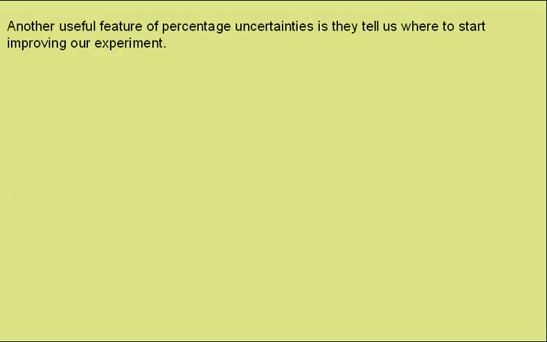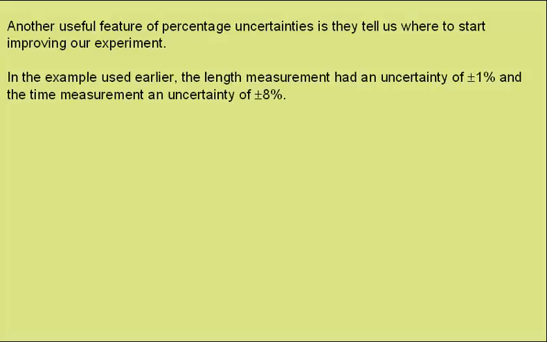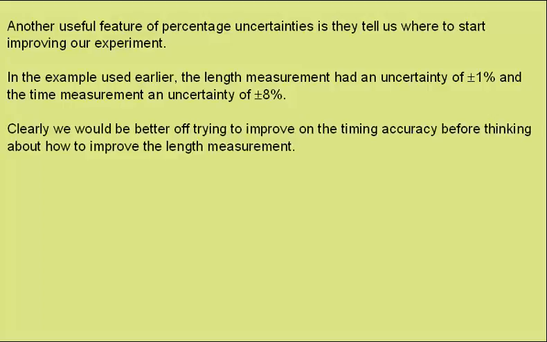Another useful feature of percentage uncertainties is they tell us where to start improving our experiment. In the example used earlier, the length measurement had an uncertainty of just plus or minus 1%, and the time measurement an uncertainty of plus or minus 8%. Clearly, we'd be better off trying to improve on the timing accuracy before thinking about how to improve the length measurement.